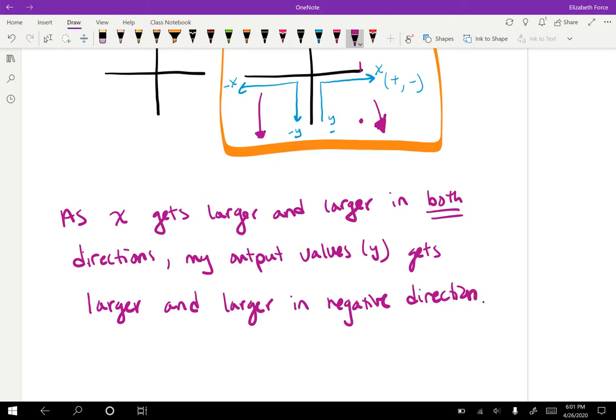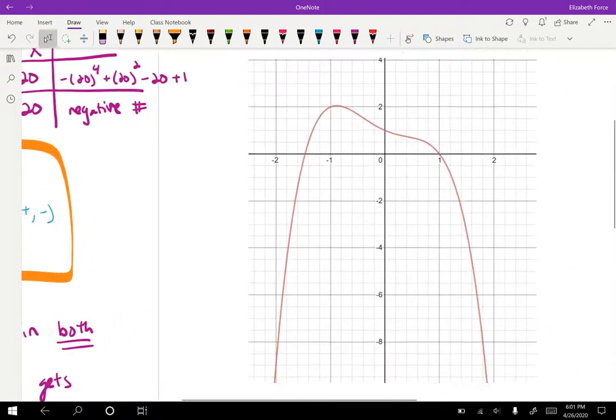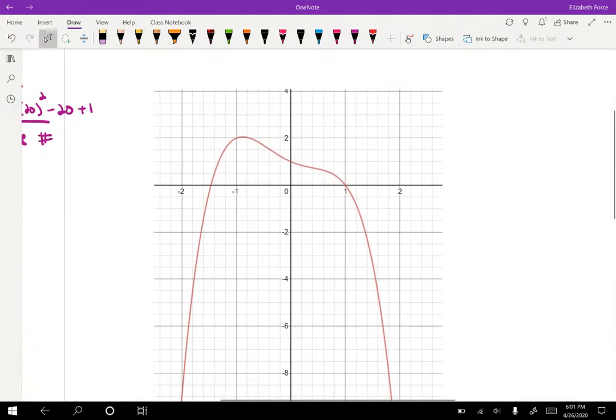And just to reaffirm this, I did graph it on Desmos to double check, and that is the graph of this function on Desmos. The ends of this polynomial are both heading in the same direction because it's even degree, and they are both heading down. They are both getting larger and larger in the negative direction.